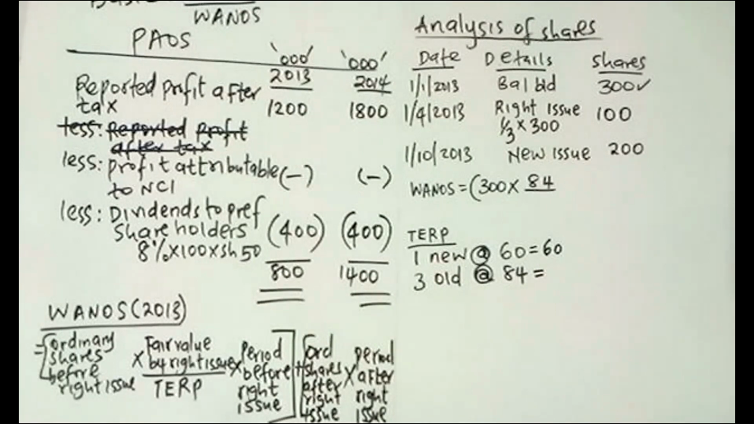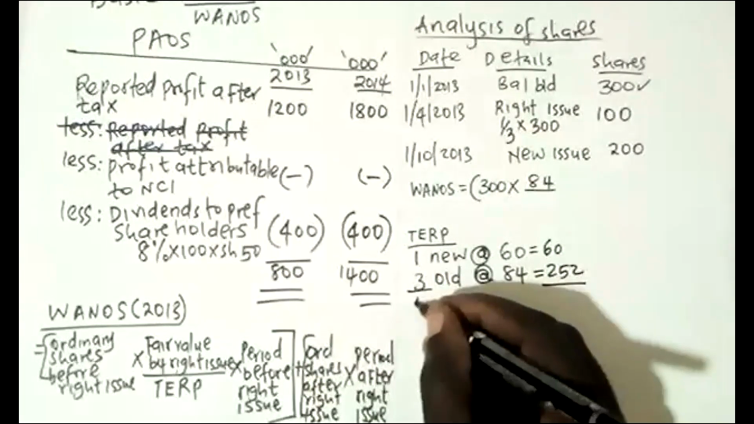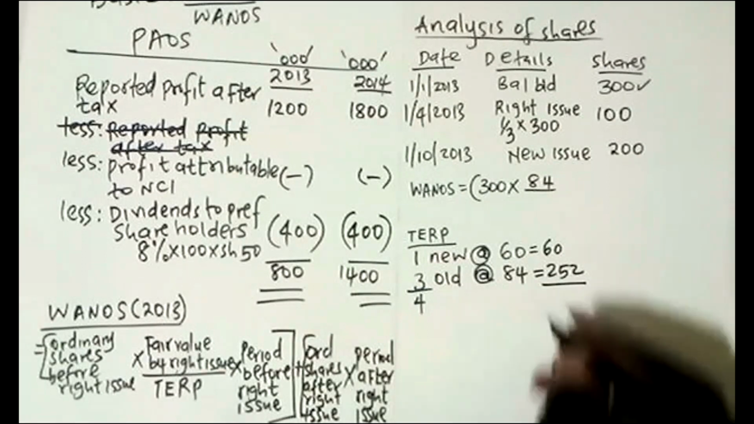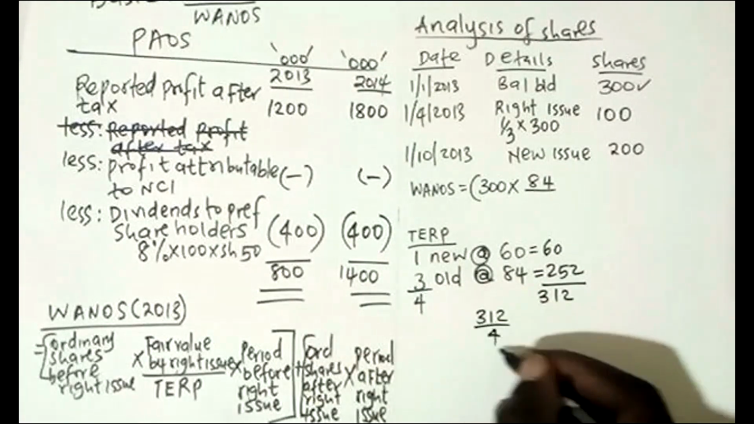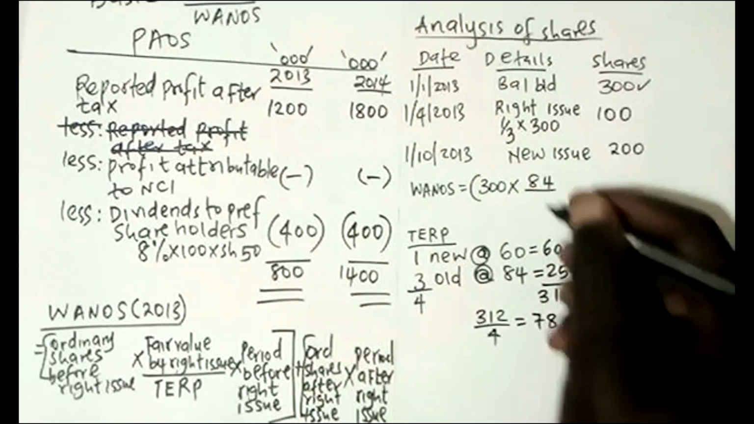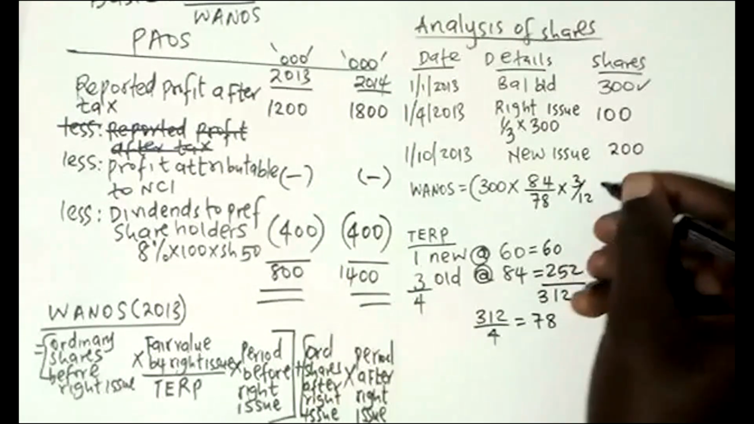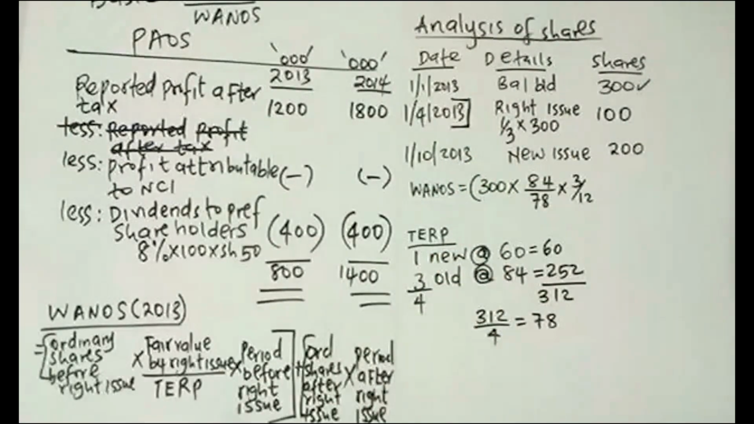3 times 84, I'm getting 252. So you add this. This is 4 shares. 60 plus 252, that is 312. So you take 312 divided by 4, that is 78. So this is the theoretical ex-rights price. The period before the right issue is 3 months, 3/12, because the right issue occurred on April 1st. Which means the period before the right issue is January, February, March.